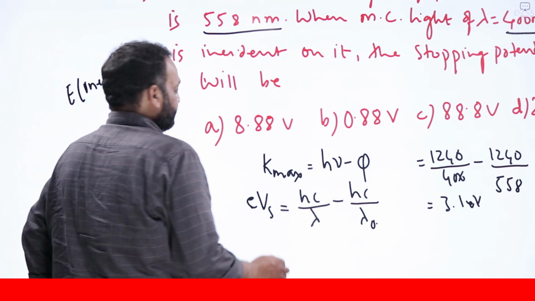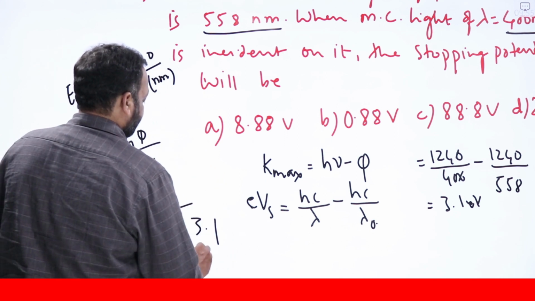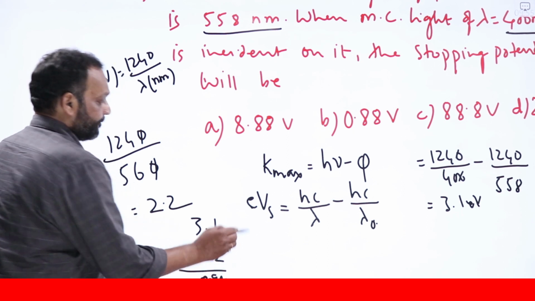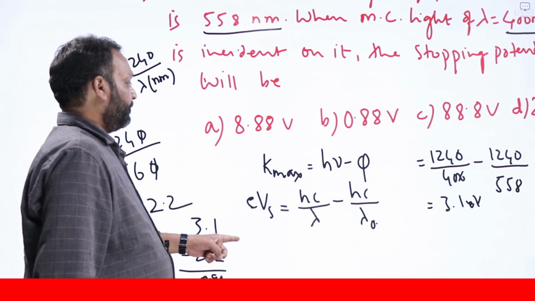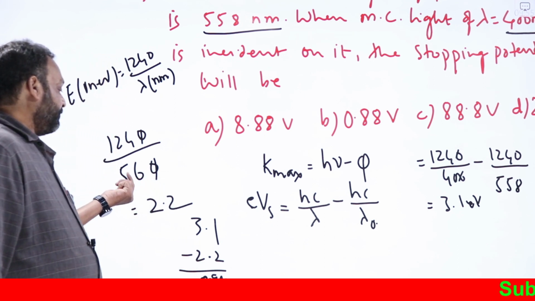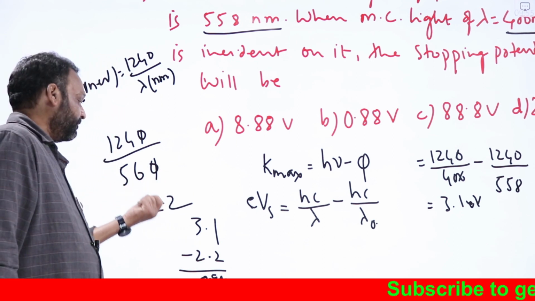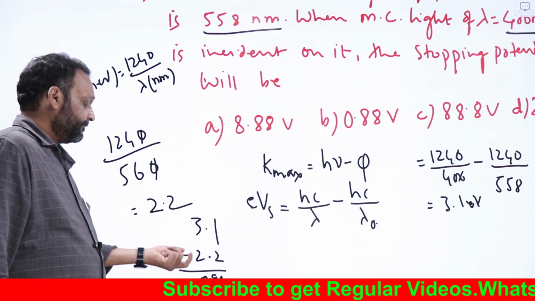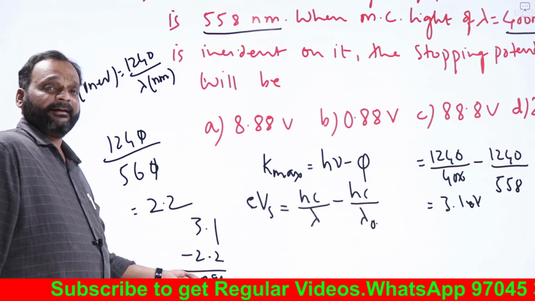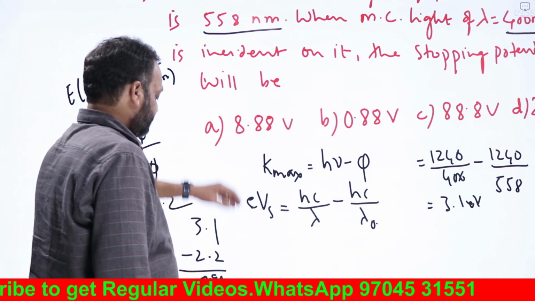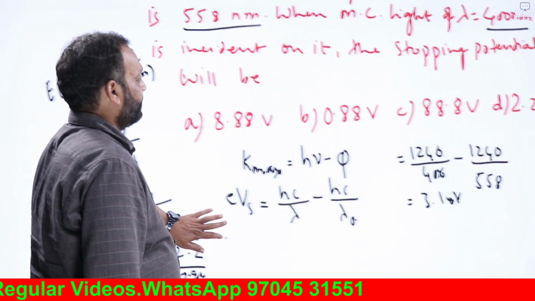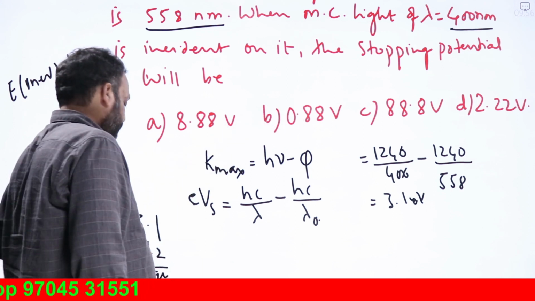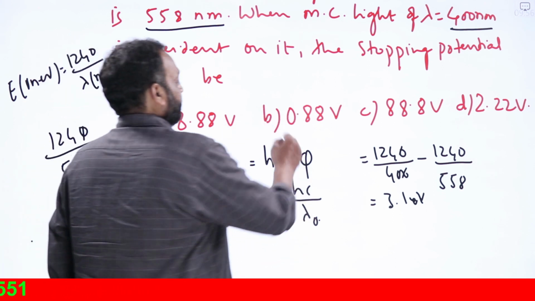Whatever it is, 3.1 minus 2.2, how much is it? Around 0.9 volts. Now look at the options which are very close to 0.9. Since I have increased the value from 558 to 560, the actual value will be slightly more than this, 2.3 something, so slightly less than 0.9 will be the right answer. Now look at the options which are slightly less than 0.9. The first option is 0.88. It is very close to our 0.9, so this becomes our answer.